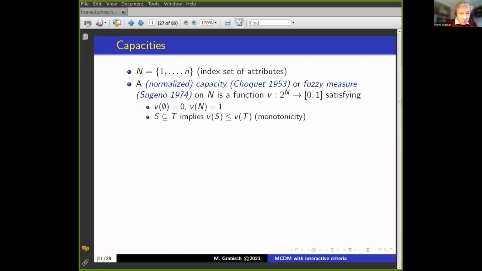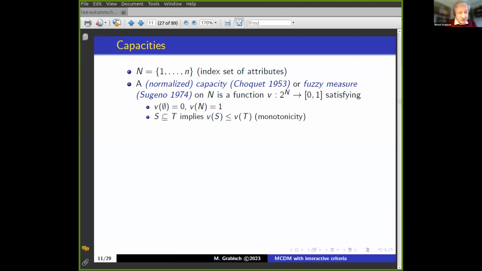You just impose two properties. The first one is a normalization. You put value 0 for the empty set, because if there are no attributes, of course, there is no importance. And for the set of all attributes, you put the total value 1.